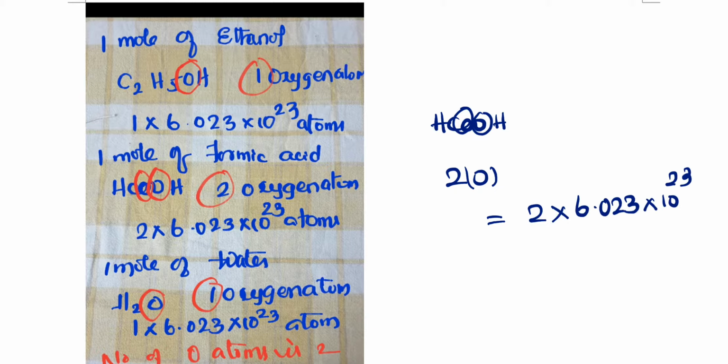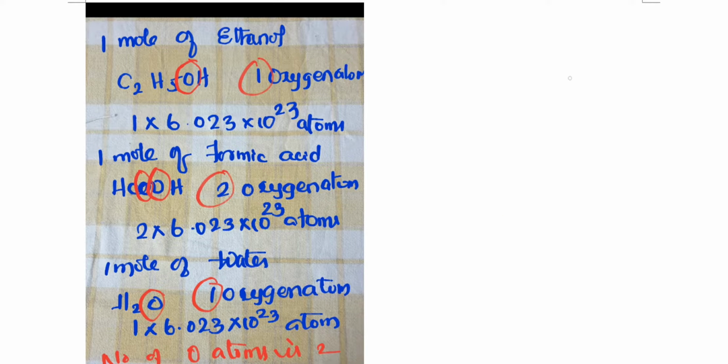அதே மாதிரி வாட்டர் மாலிக்யூல் எடுத்துட்டிங்கன்னா, it contains H2O, it contains only 1 oxygen atom, so that it is given as 1 into 6.023 into 10 to the power of 23 atoms. Okay, what is the result அப்படின்னா, in the case of the formic acid, it contains 2 atoms of oxygen.